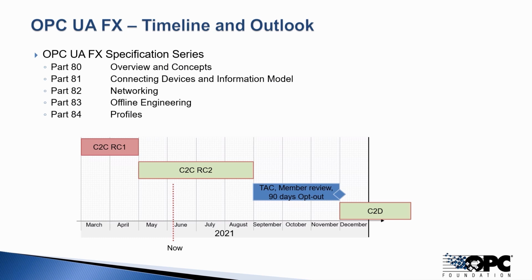For our first release, we will cover the controller-to-controller use case. We finalized the release candidate 1 by end of April and are currently working on the release candidate 2. In parallel, the prototyping working group is implementing what was covered in RC1 and what is currently discussed in RC2. By end of August, we will bring the RC2 into a member review, and by end of November we expect to have the version 1.0 ready for release.